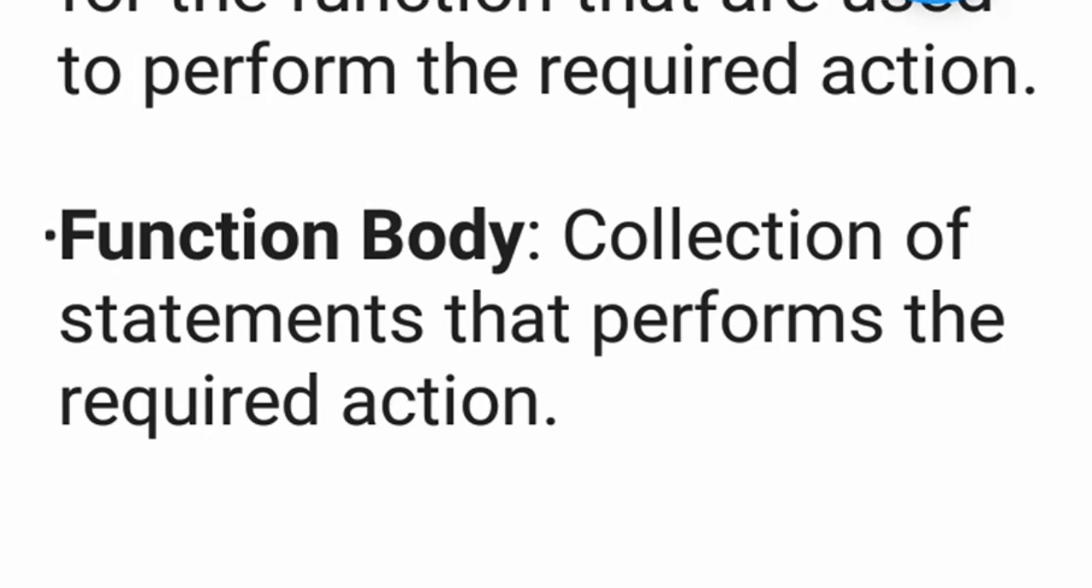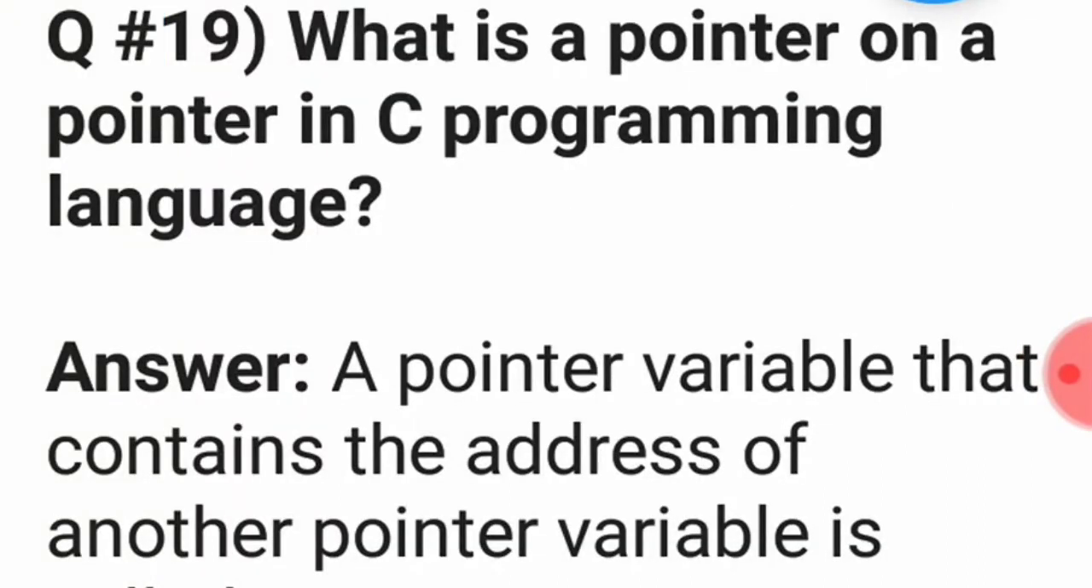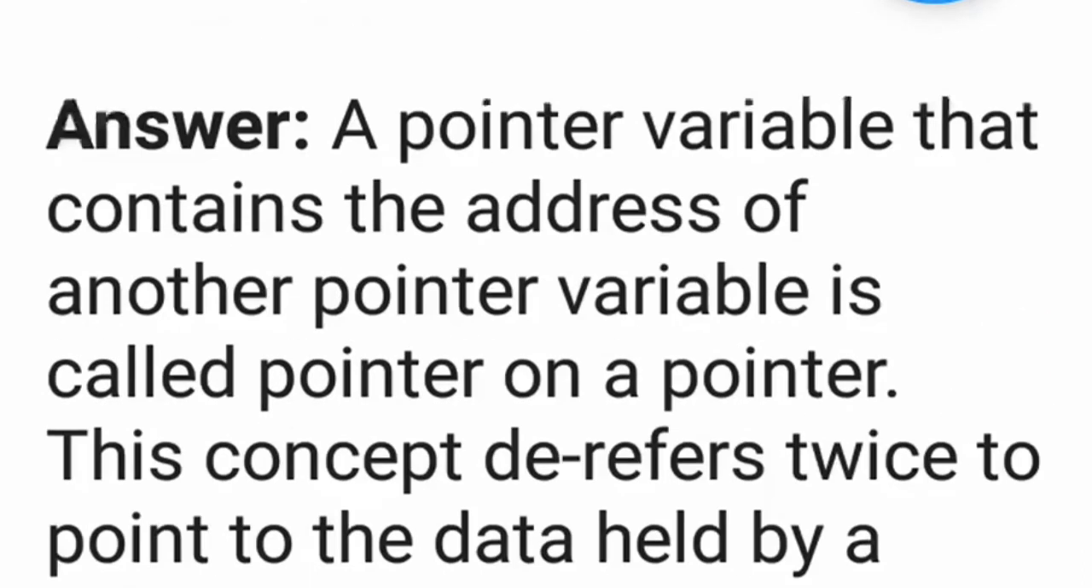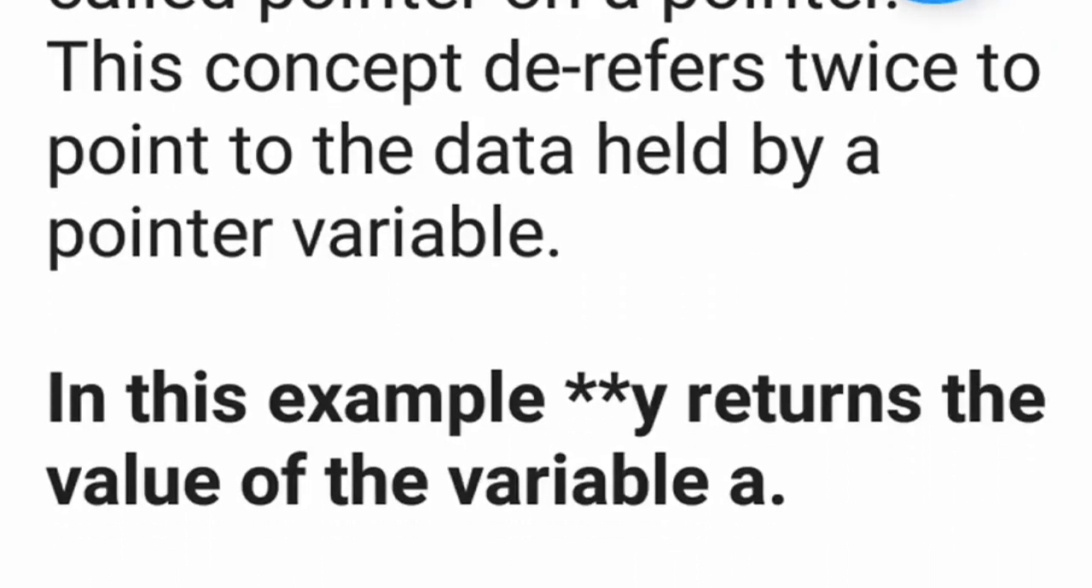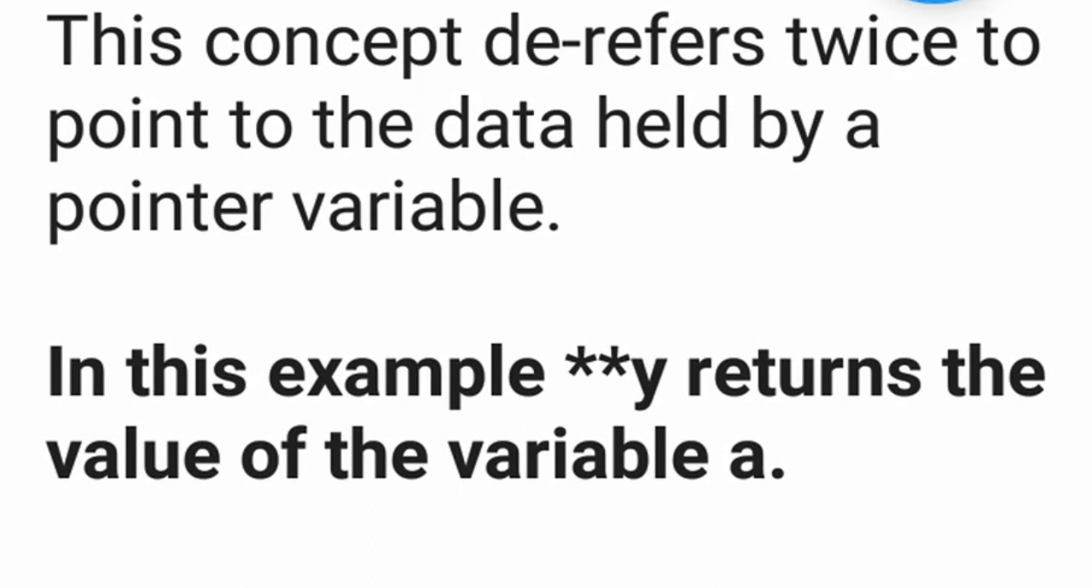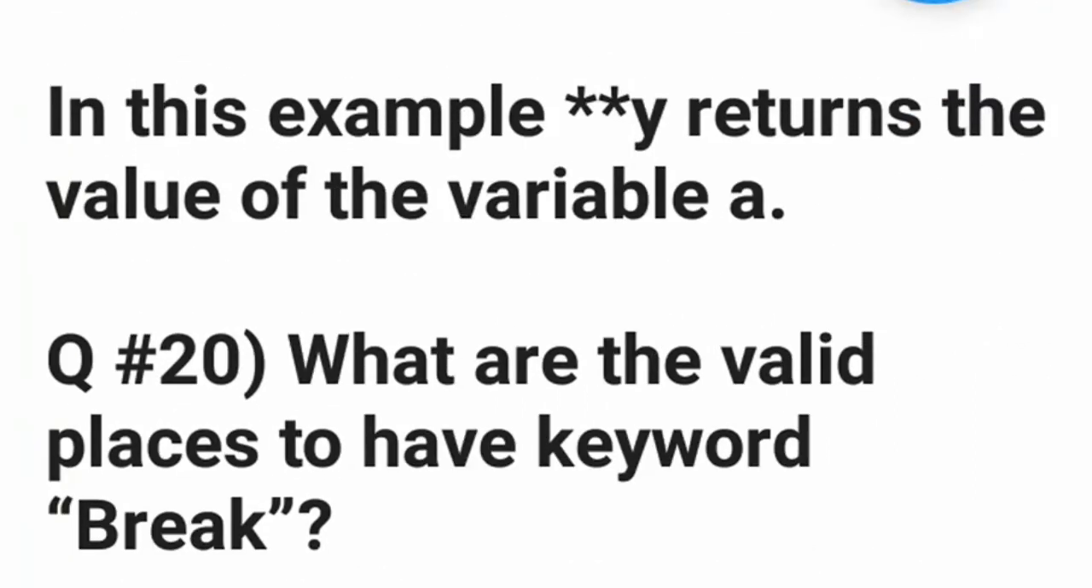Q number 19. What is a pointer on a pointer in C programming language? Answer. A pointer variable that contains the address of another pointer variable is called pointer on a pointer. This concept refers twice to point to the data held by a pointer variable. In this example, **y returns the value of the variable a.